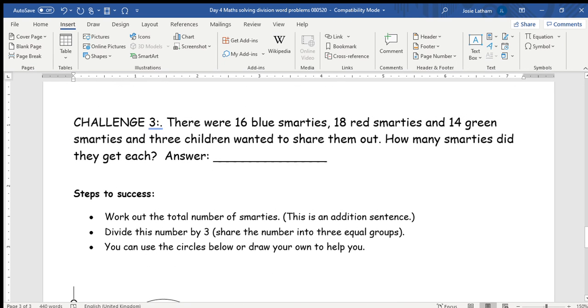The other way of doing it is counting in threes until you reach your number. So you could just write your multiples of 3 until you reach your number, just like we did before. 3, 6, 9, 12, 15, 18, and you need to keep going until you reach the total number of Smarties. And then go back and count how many times you counted in 3. The number of times you counted in 3 to reach your total is the number of Smarties that each child will get.